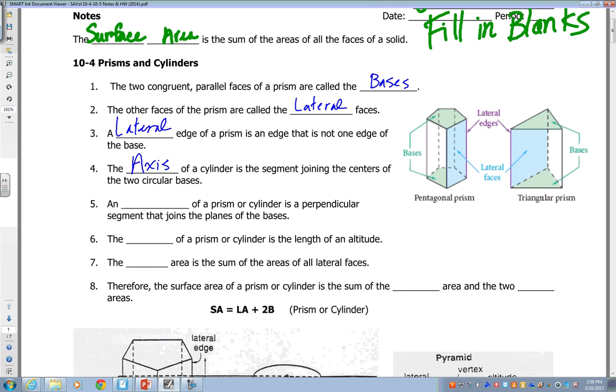Now, an altitude of a prism or cylinder is a perpendicular segment that joins the planes of the bases, and the height of a prism or cylinder is the length of the altitude. All right, so you need to understand that these two, altitude and height, are basically the same. They can be interchanged.